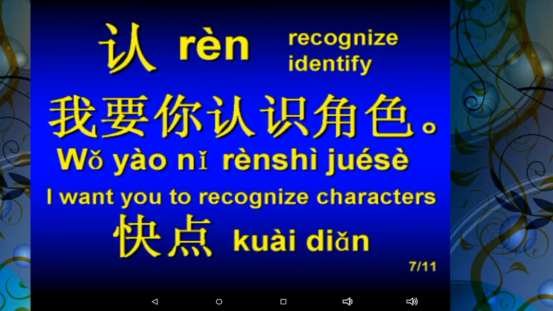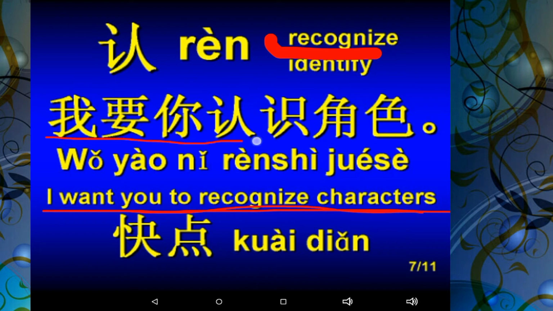Now, let's see how this particular character, Ren, works, let's put this character to work. It means, of course, to recognize or identify. I want you to recognize characters. This is what I want you to do, right? I tell you all the time, I want you to recognize characters. So let's read the sentence.